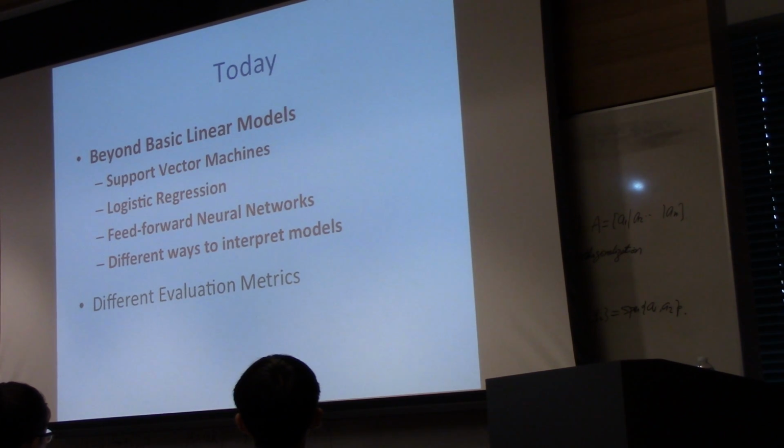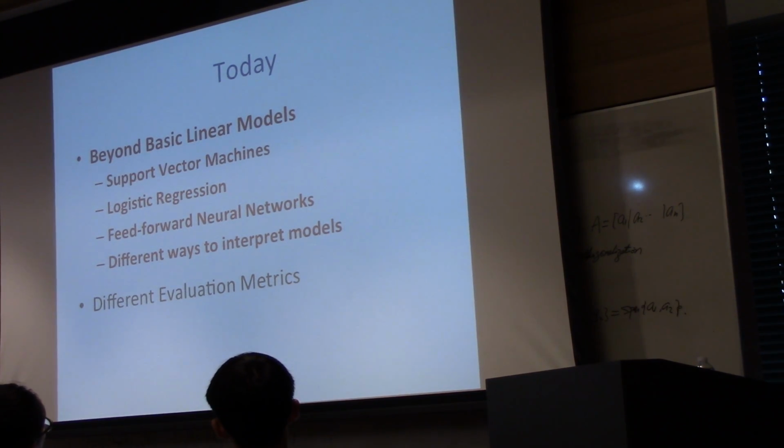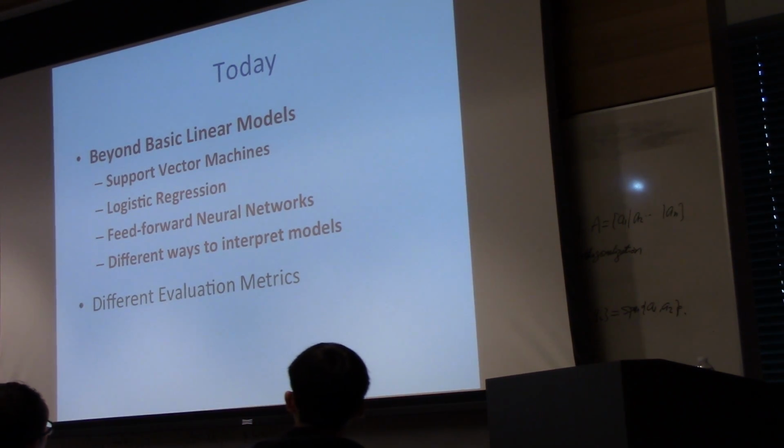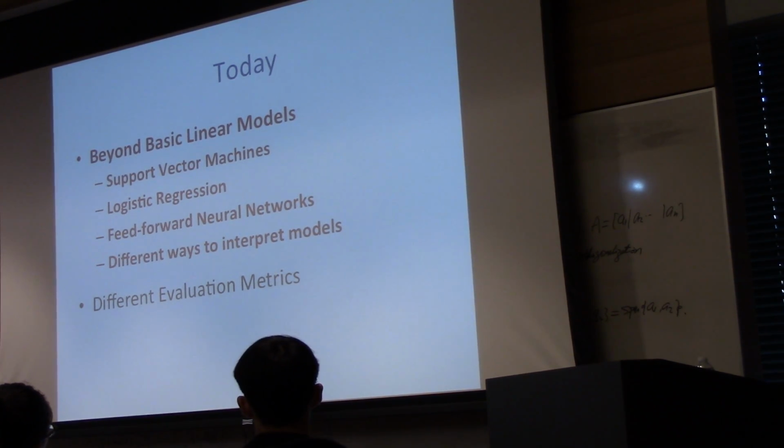Today, we'll be talking beyond just basic linear models that minimize squared loss, or perceptron. We'll be talking about a range of models. Most of them are still linear models, but they minimize loss functions that are not squared loss. So support vector machines, logistic regression, we'll talk about neural networks and different ways to interpret these models from a geometric or algebraic point of view. And then I'll end this lecture with a little bit of discussion of different evaluation metrics beyond 0-1 loss and squared loss.